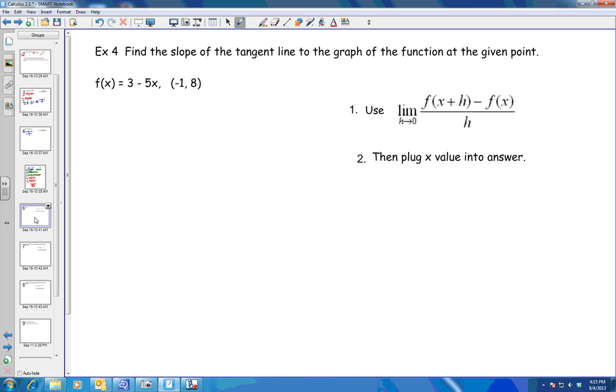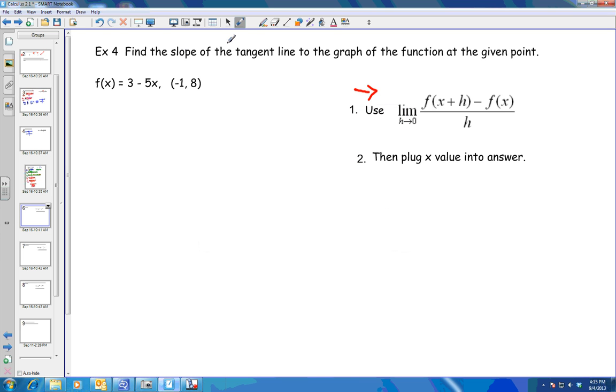All right, example 4. Find the slope of the tangent line to the graph of the function at the given point. So when I'm supposed to find the slope of the tangent line at a given point, I'm going to use this first, okay? And then I'm going to plug my x value into my answer. All right, so let's look at this first.